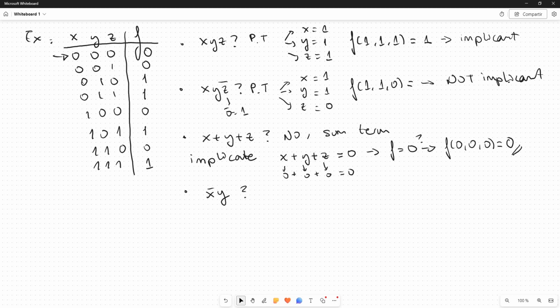So another example. Is this an implicant or an implicate? An implicate? No, because this is not a sum term, it's a product term. It's a product of literals. It's an implicant. We are going to check it. This is going to be 1 only if this is 0, because it's negated, and this is 1. So we are going to check what happens.